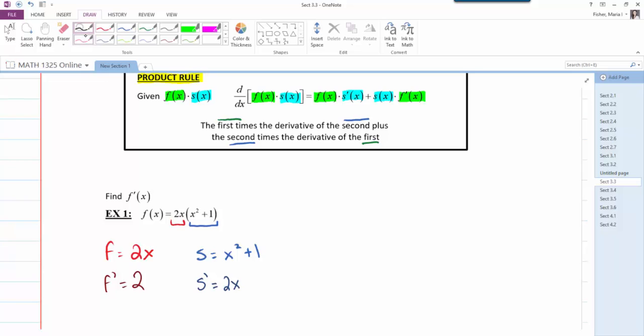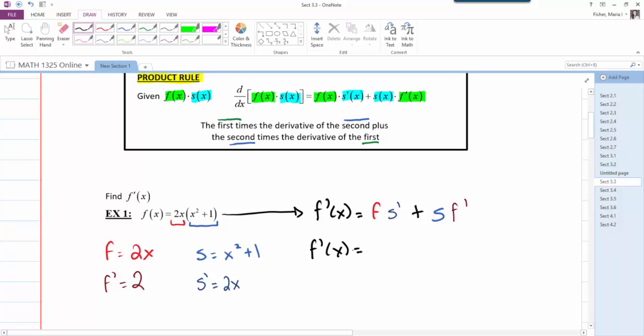So let's find the derivative of f. So we know that f prime of x is going to equal the first times the derivative of the second plus the second times the derivative of the first. So just plugging in with the information that we've already written here. The first is equal to 2x times the derivative of the second, well, the derivative of the second is 2x, plus the second, well, the second is my x squared plus 1, times the derivative of the first, well, the derivative of the first was just 2.